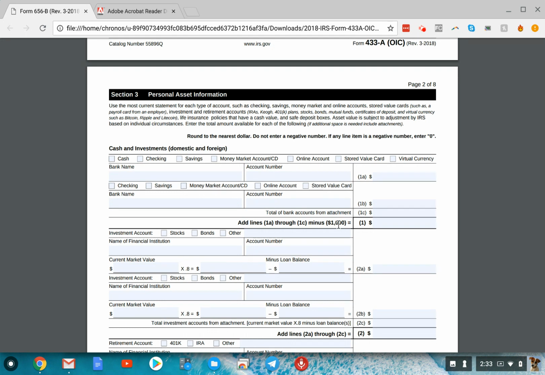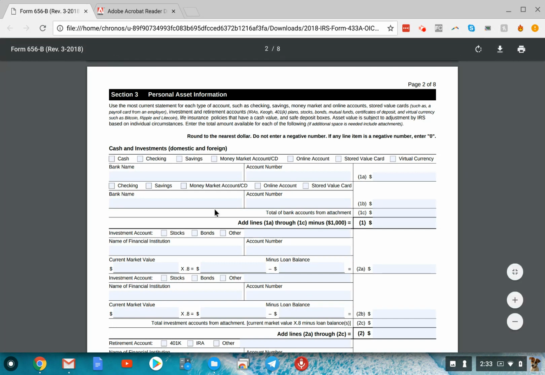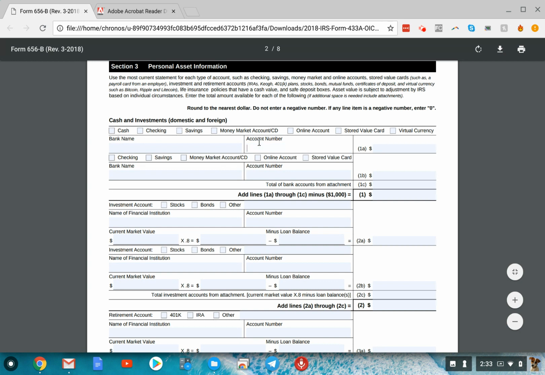Section 3 is personal asset information. So they're trying to see, what do you got? Most people are going to have a checking account. That's the most common type of account. Some people may have savings. If you have a huge savings, you might not be a great offer and compromise candidate. Account numbers, all that.